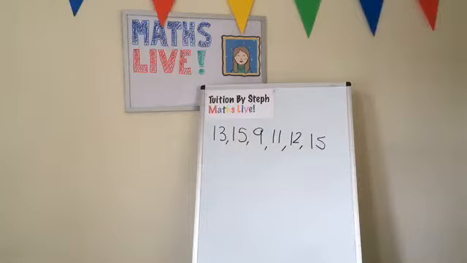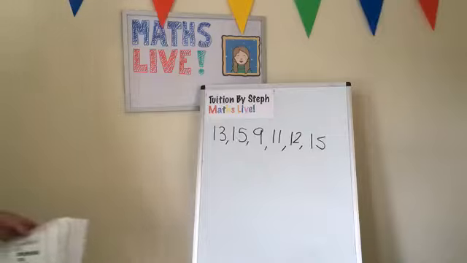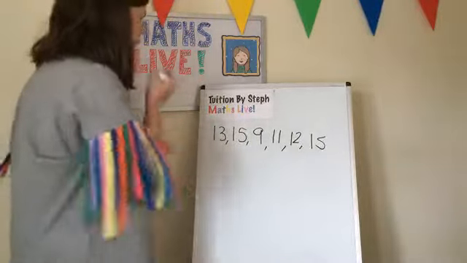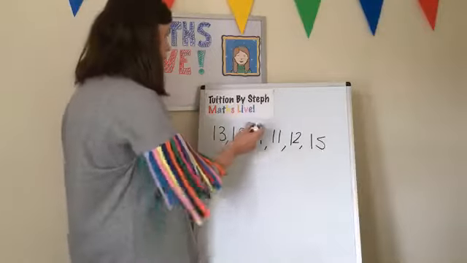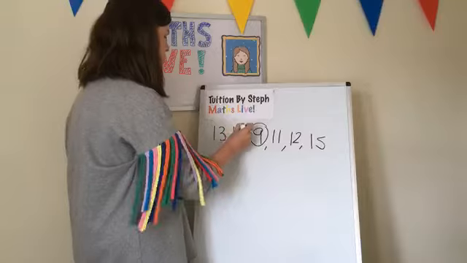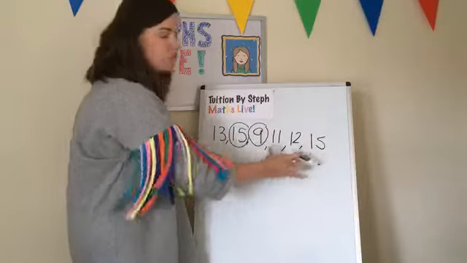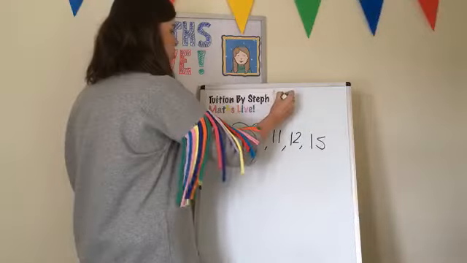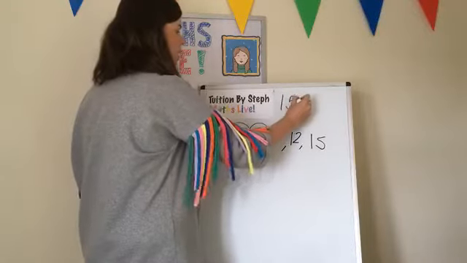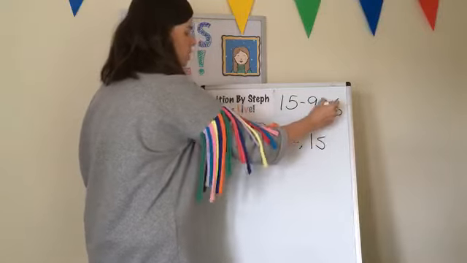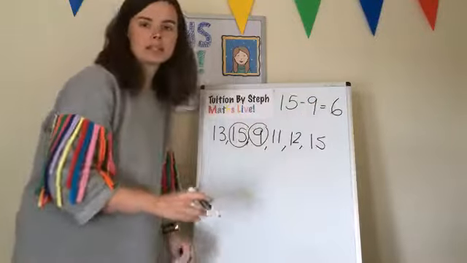Oh, got some answers coming in. So, to find the range, find the smallest number, which is 9, and the biggest number, which is 15. Don't worry if there's more than one 15, we're not doing the mode or anything like that. So now we need to do the biggest number, take away the smallest number, which is 6. So the range is 6.